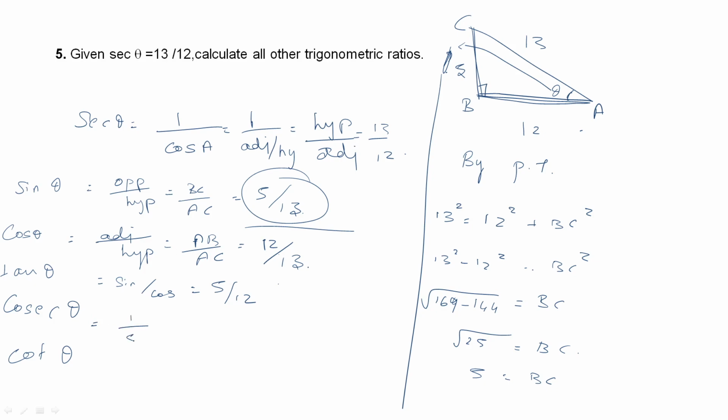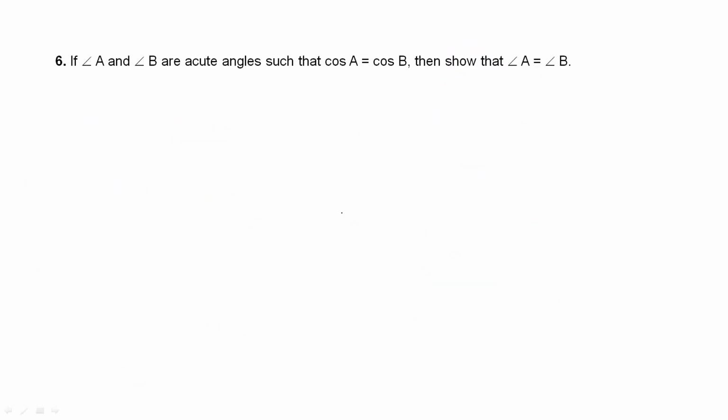Cosec is 1 by sine. So that will be reverse of the value here. It is 5 by 13 here, so this will become 13 by 5. Cot A is 1 by tan A. So it's 12 by 5. Reverse of this. All this value are here with you, no? So you can just find the reciprocal of that. Okay, done. So next question.